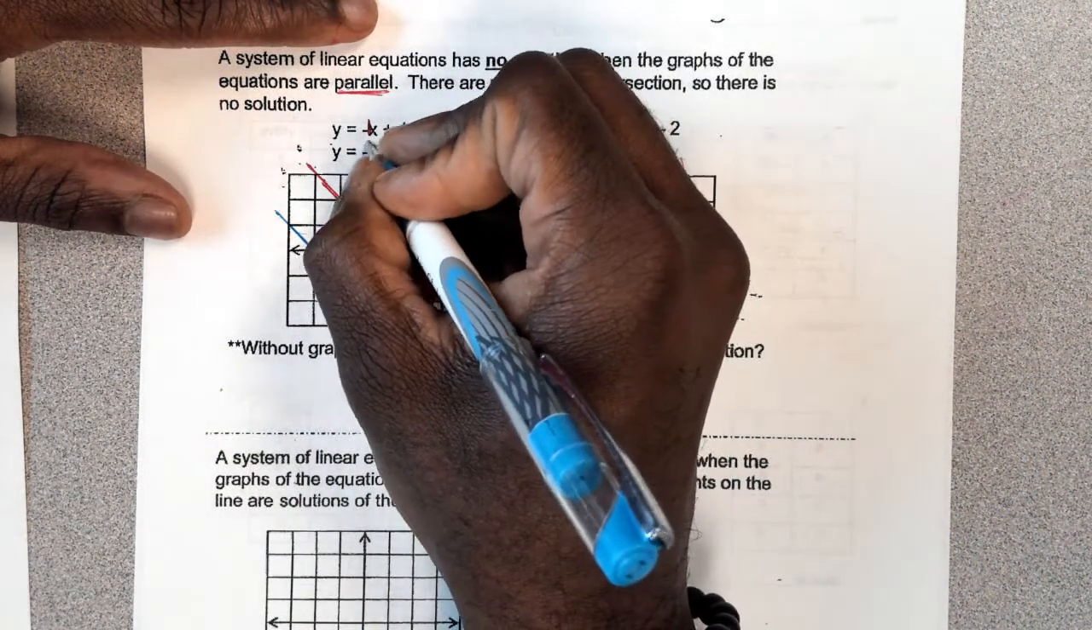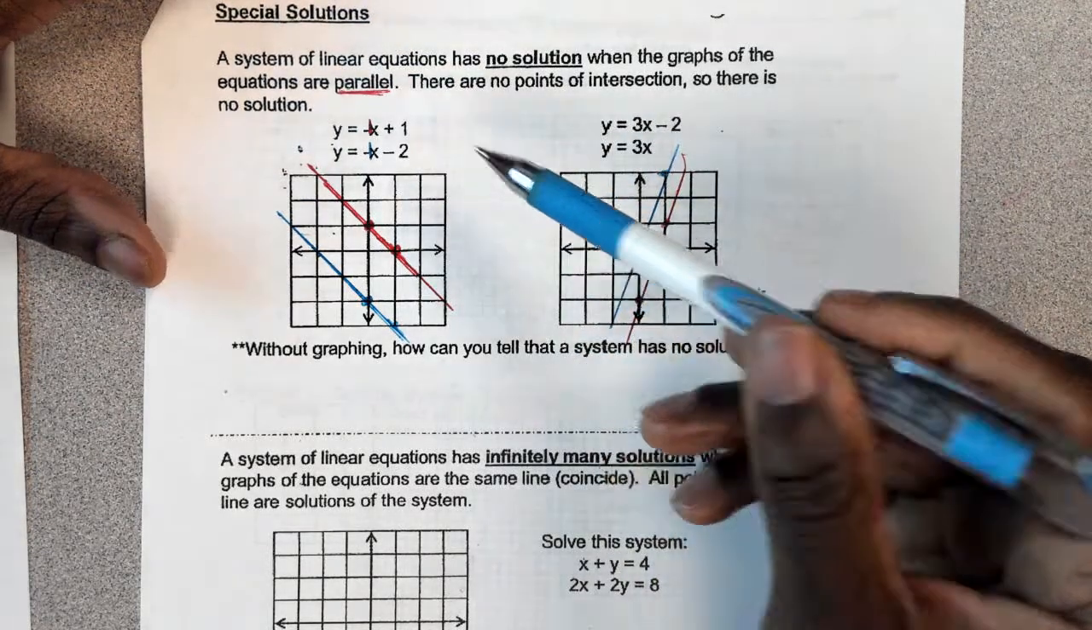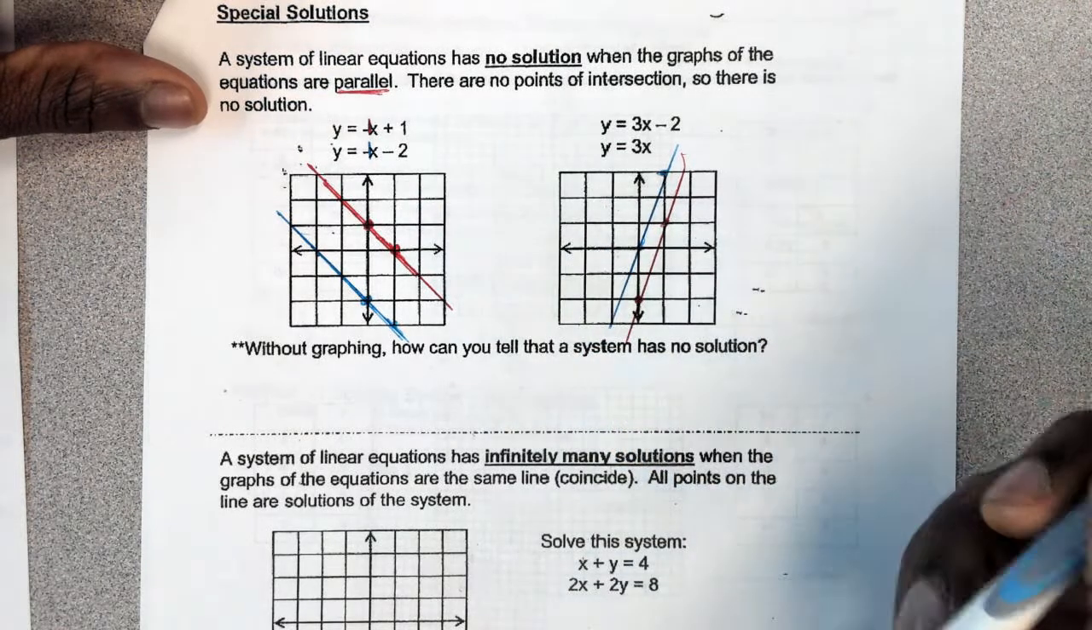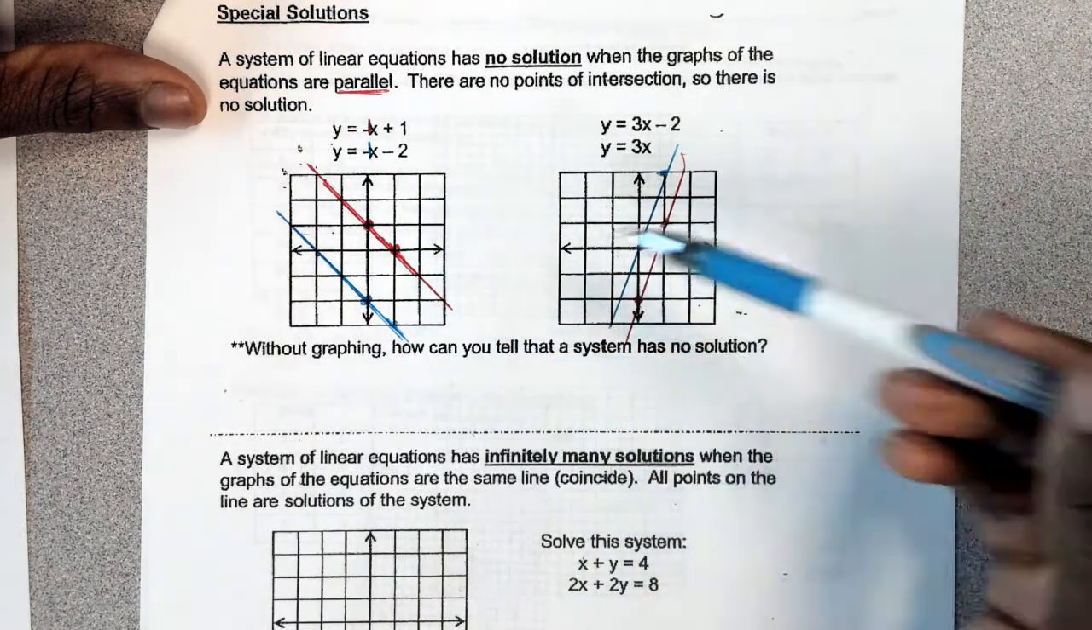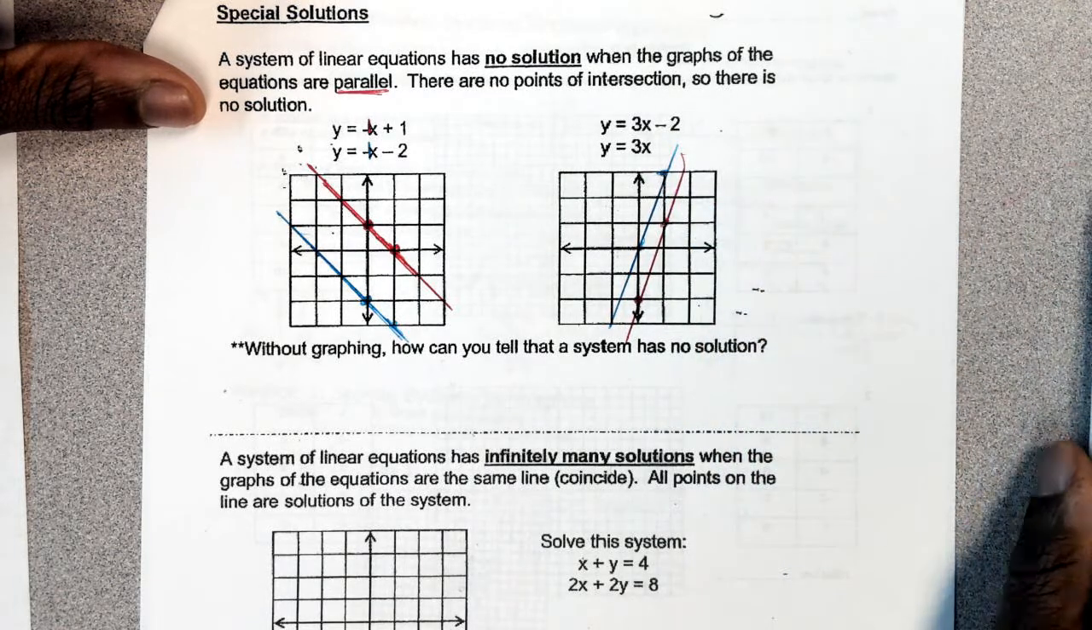Now, without graphing these, I should be able to look at those set of equations and just look at the slope and tell if there's no solution or not. So if the slopes are the same, we know that makes the lines parallel, therefore there will be no solution. So I didn't even have to graph these two lines to know that there was no solution. Just look at the slope, see if they're parallel or not.